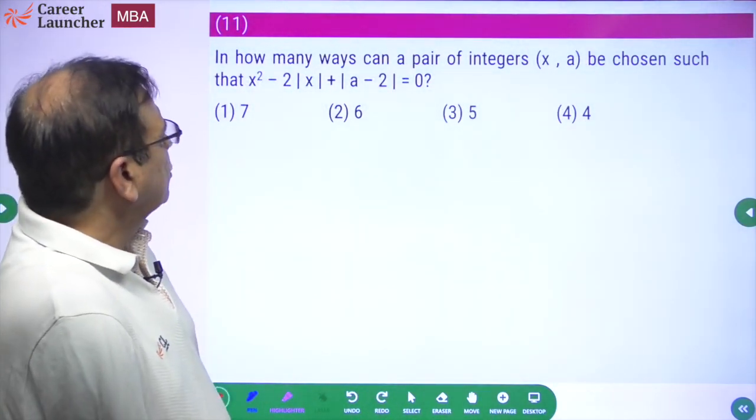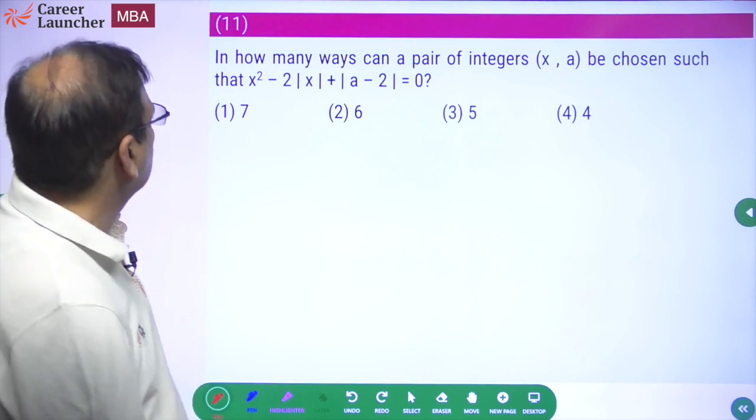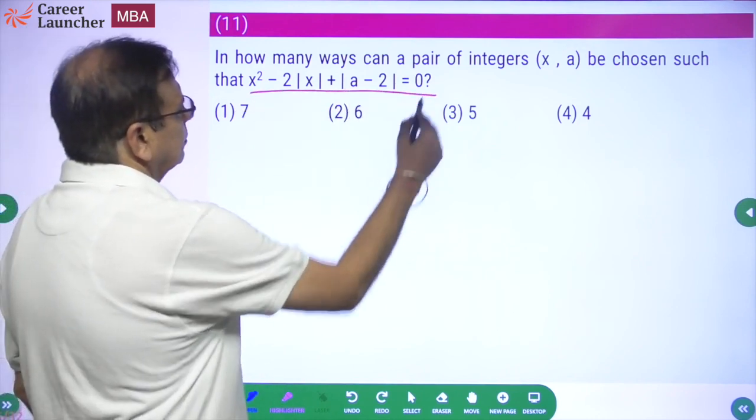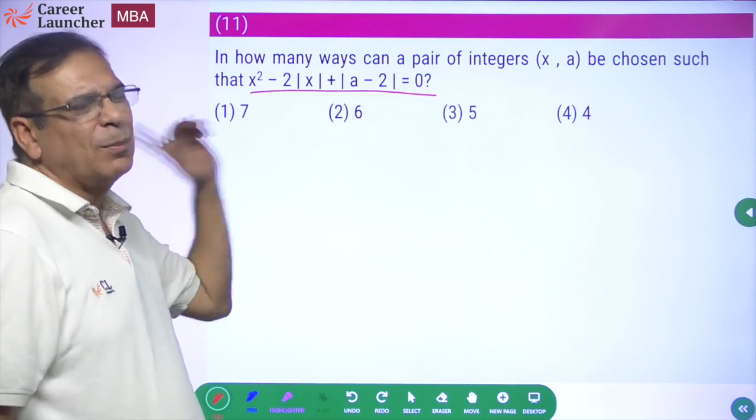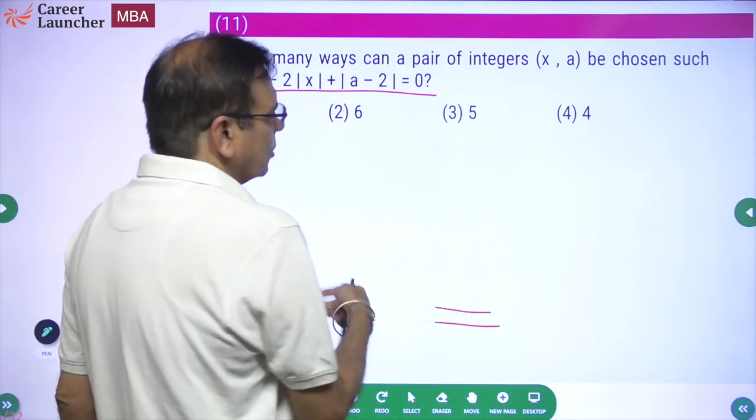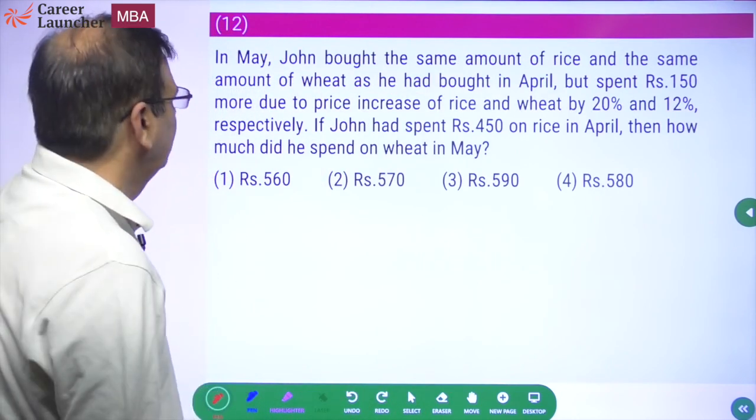In how many ways can a pair of integers x, a be chosen such that... you will have to make 2 equations, you have to do work. I don't want to do work. I will leave this question and come back to it in round 2 if I have time.